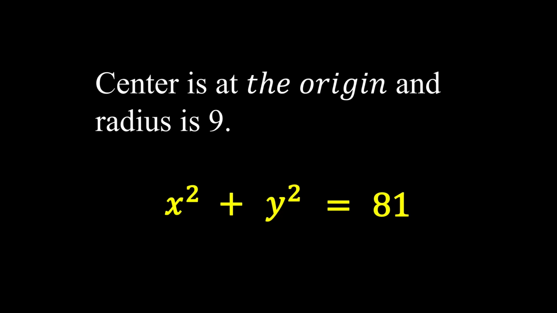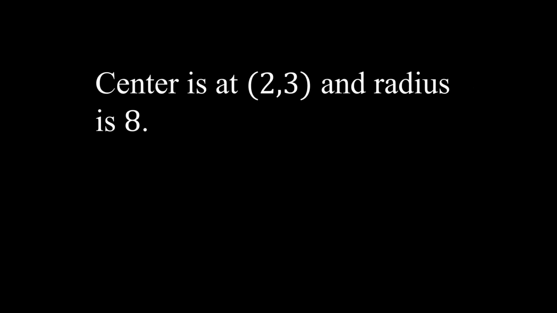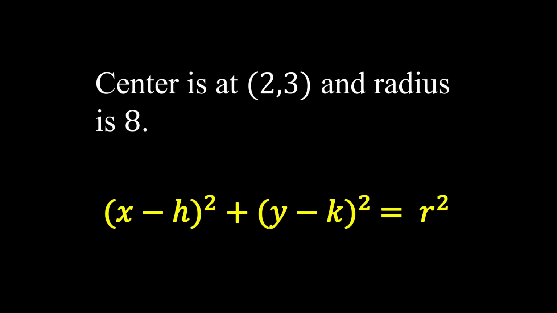Center is at (2, 3), and the radius is 8. Using the given standard equation, we have the quantity (x minus h) squared plus the quantity (y minus k) squared is equal to r squared. Now, substituting h and k, we have the equation (x minus 2) squared plus (y minus 3) squared is equal to 8 squared. Let us simplify 8 squared, and that is 64.